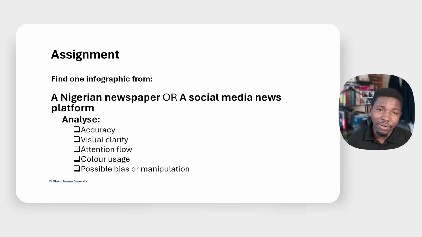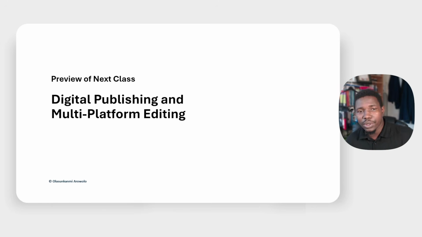Find one infographic from a newspaper or social media news platform. I don't want to mention any platform. Analyze it for accuracy, visual clarity, intentional flow, color usage, and possible bias or manipulation. I'm going to be collecting this assignment through the Google Classroom. In our next lesson, we'll be considering digital publishing and multi-platform editing.